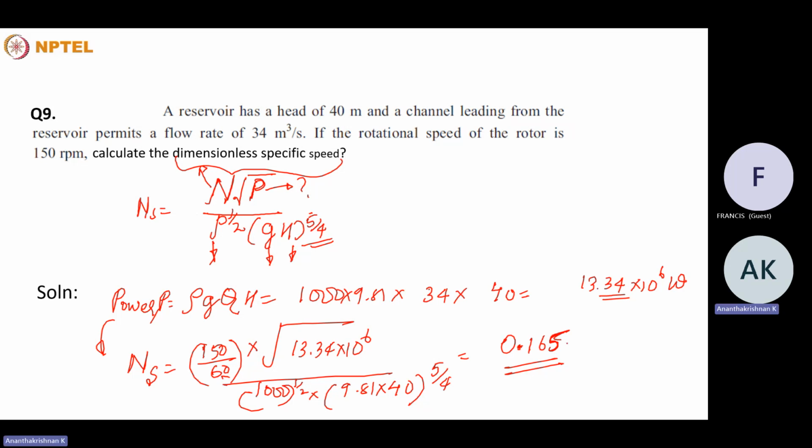So this quantity is equal to 0.165 revolution. The dimensional specific speed will be 0.165 revolution. So if you convert that into radians, it will be 0.165 into 2 pi into 0.165 revolution. So it will be coming around 1.037 radians.